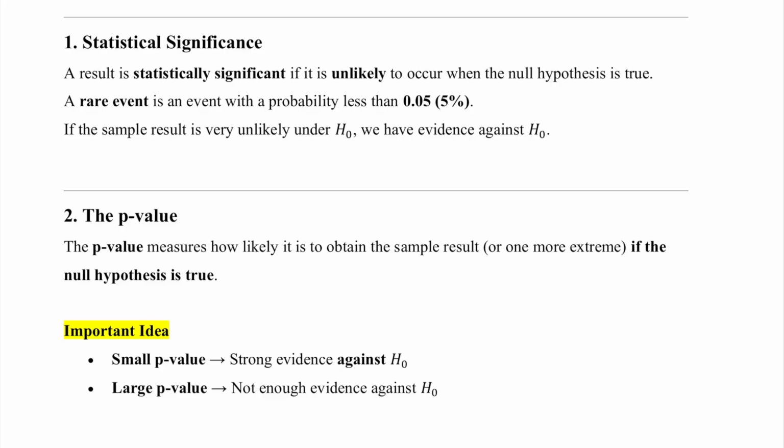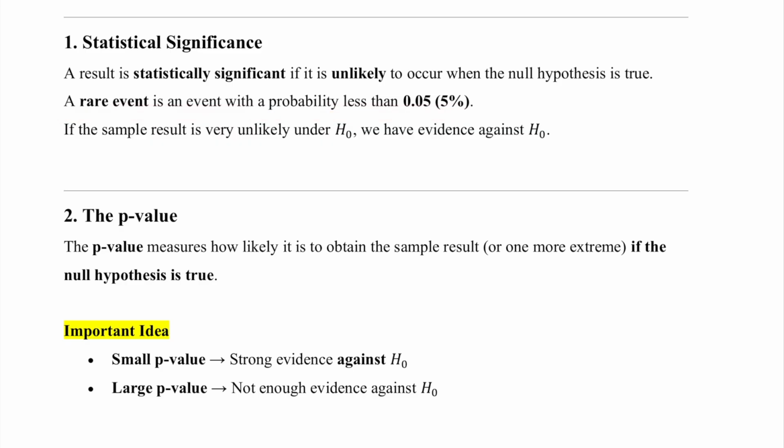Let's begin with the idea of statistical significance. A result is statistically significant if it is unlikely to occur when the null hypothesis is true. Another way to think about this is with the idea of a rare event. A rare event is an event with a probability less than 5%.